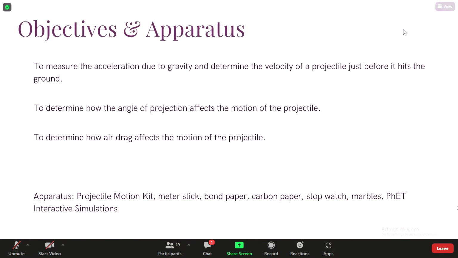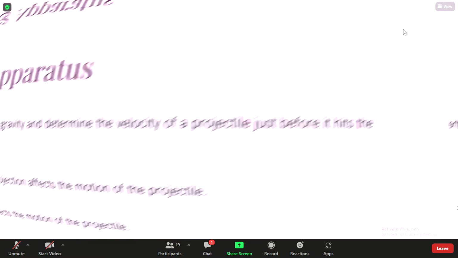First, to measure the acceleration due to gravity and determine the velocity of a projectile just before it hits the ground. Second, to determine how the angle of projection affects the motion of the projectile. And third, to determine how air drag affects the motion of the projectile. The following materials will be needed and will be introduced accordingly.